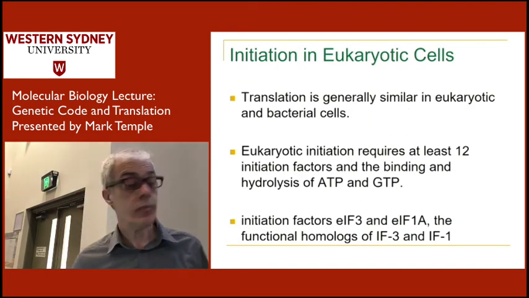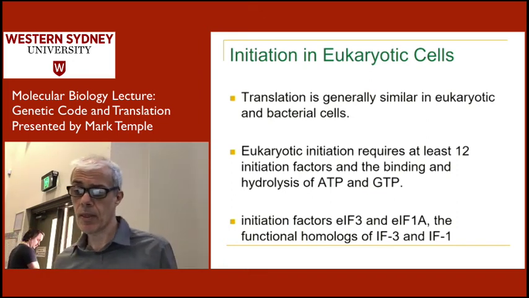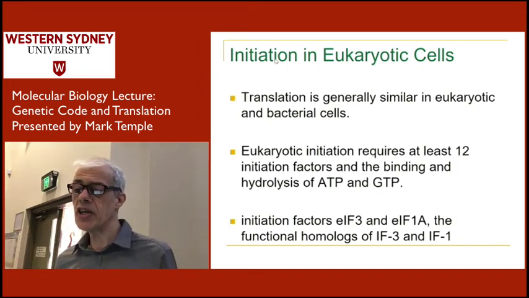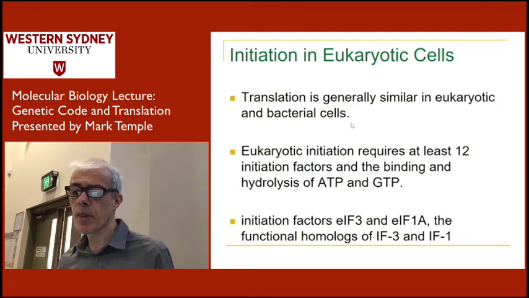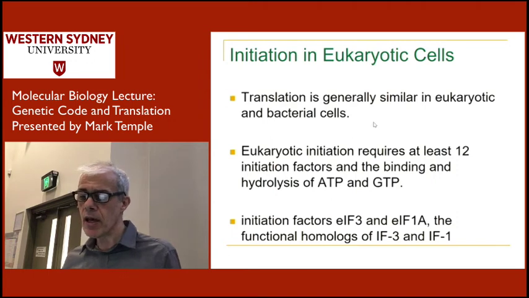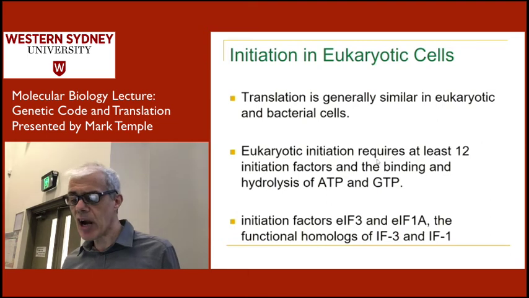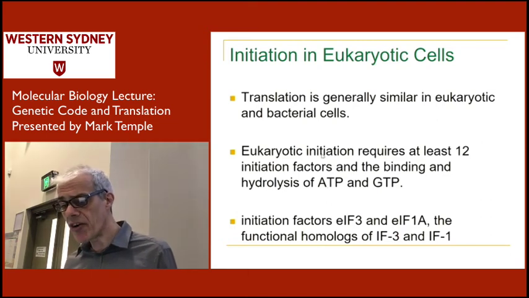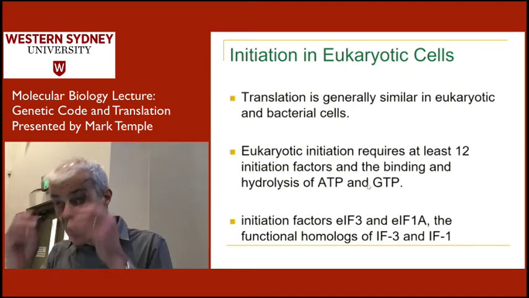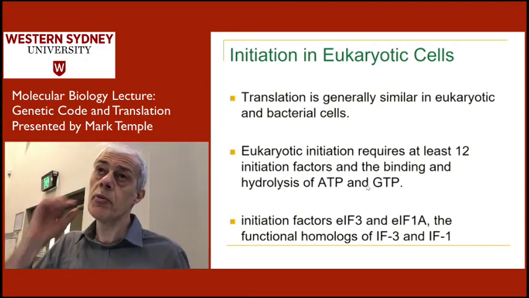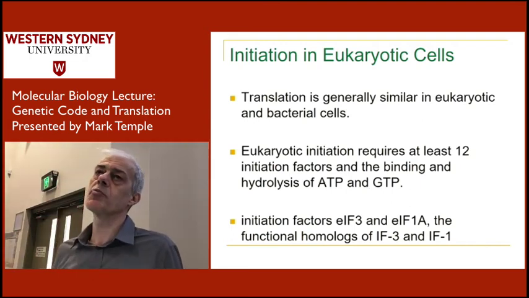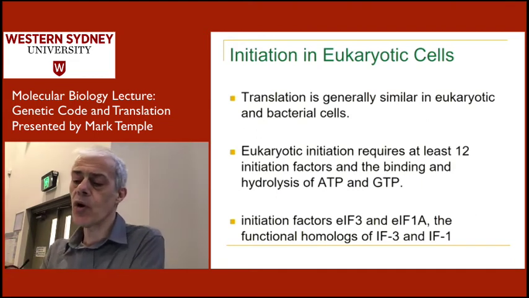Okay, so when we look at initiation in eukaryotic cells, we're moving into eukaryotes now. Translation is generally similar between eukaryotes and bacteria, and we'll look at that process. Not only do we have ribosomes and messenger RNAs and transfer RNAs, but we're not going to look into the details of this because there's too much going on, but there are also other proteins involved, and it probably doesn't surprise you that there are other proteins involved.